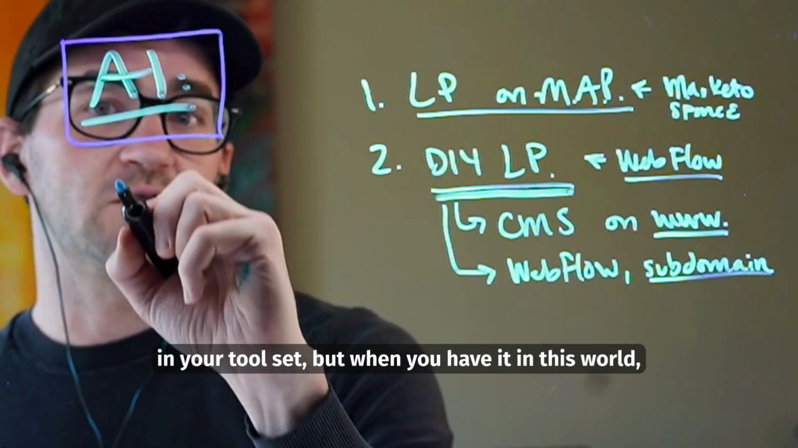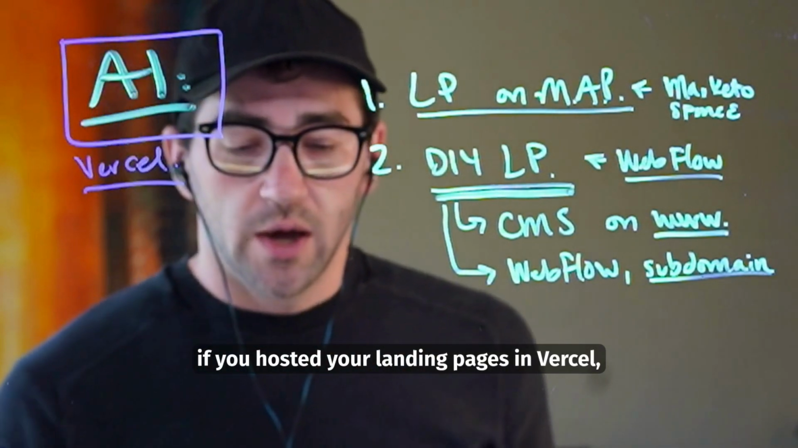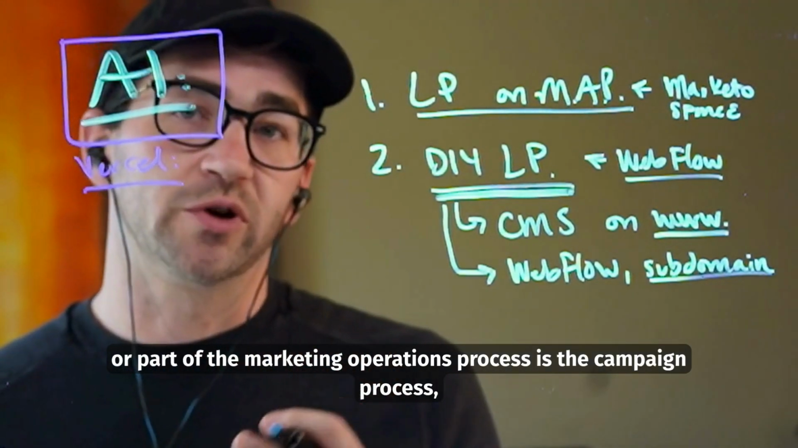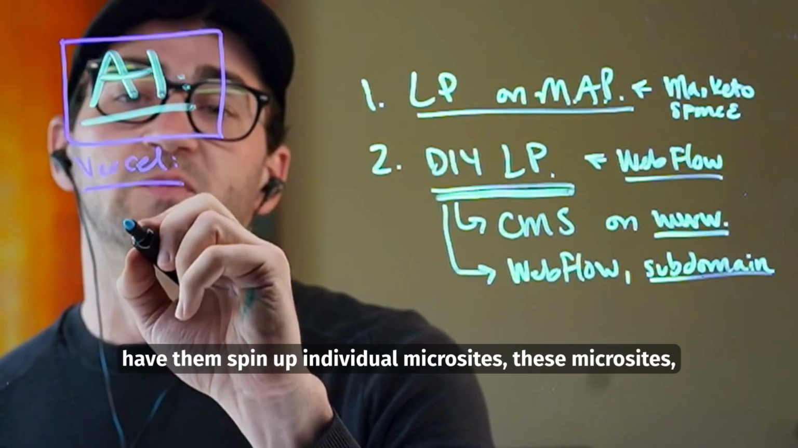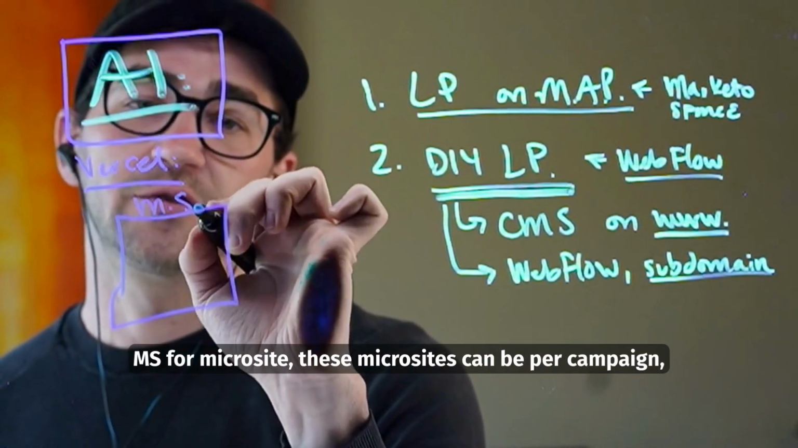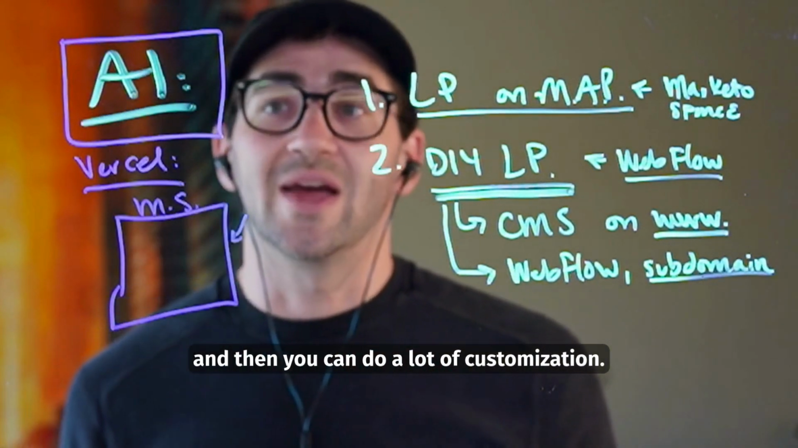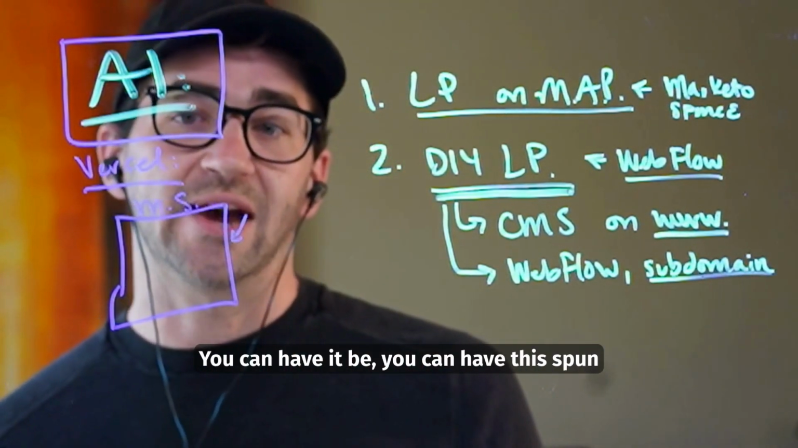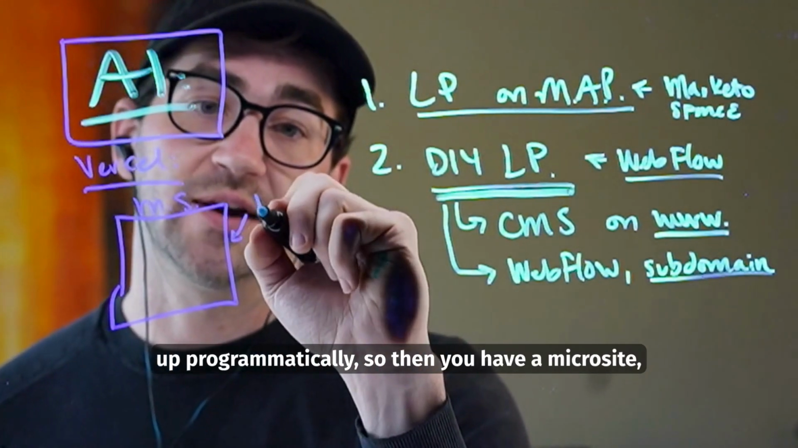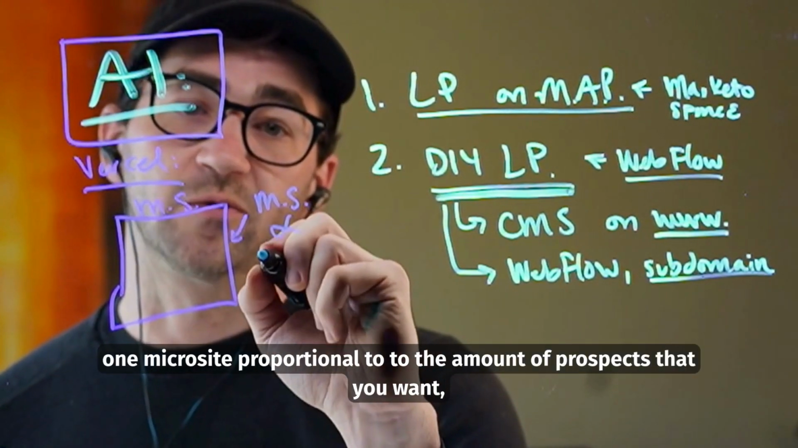But in this world, for example, if you hosted your landing pages in Vercel, and then had your marketers spin up, as part of the marketing operations campaign process, individual microsites. These microsites, MS for microsite, can be per campaign, and then you can do a lot of customization. You can have this spun up programmatically. So then you have one microsite proportional to the amount of prospects that you want.